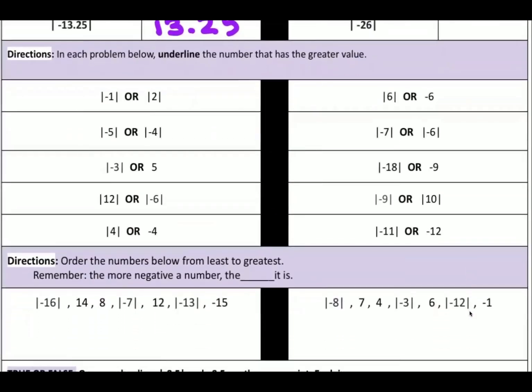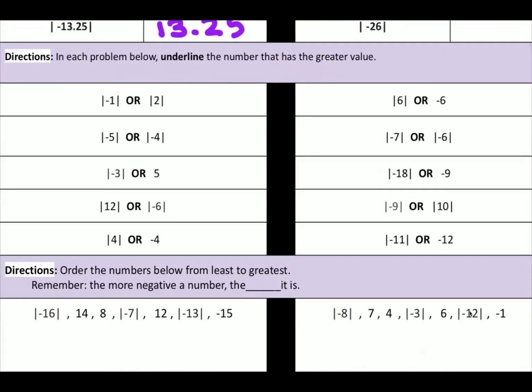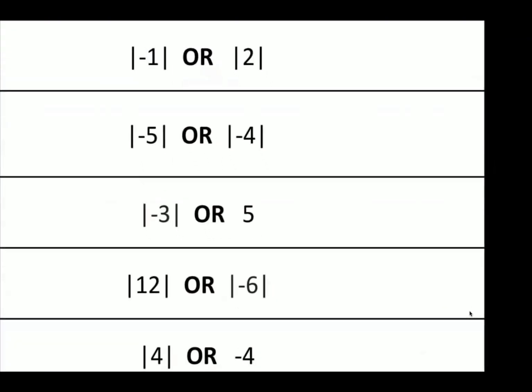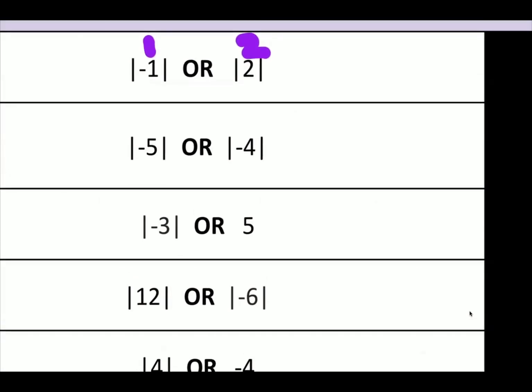This next section says in each problem below, underline the number that has the greater value. You could also circle your answer. Okay, so I'll do a couple with you. The absolute value of -1 is 1, and the absolute value of 2 is 2. So which one is greater? 2.